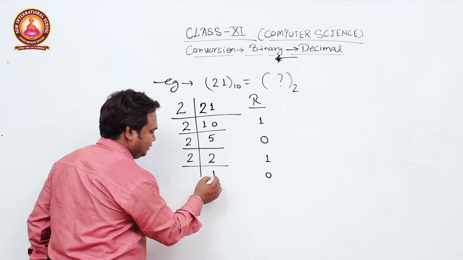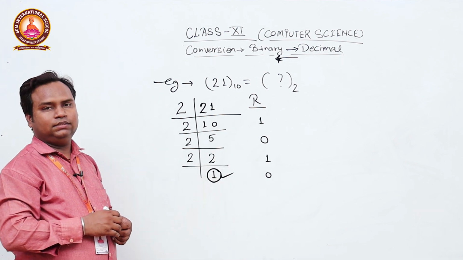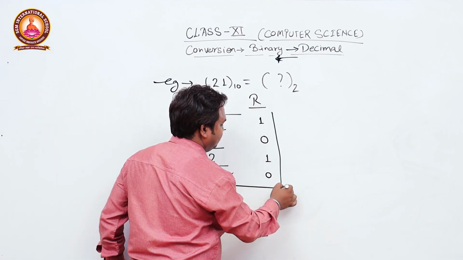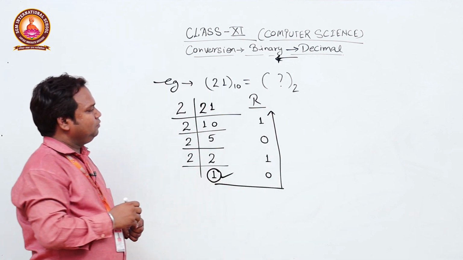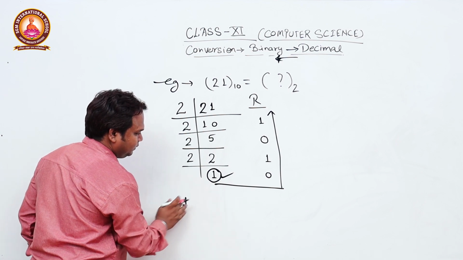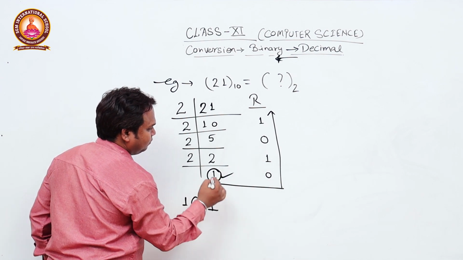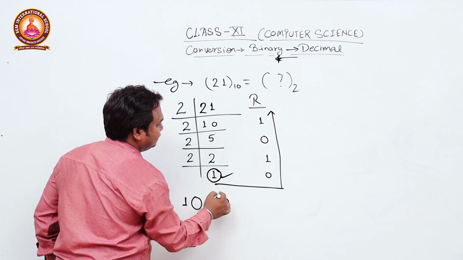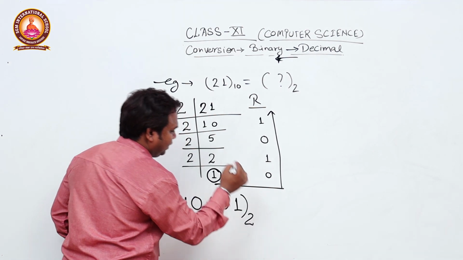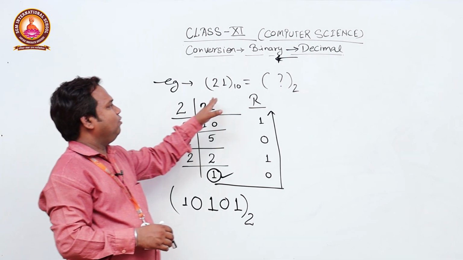Now we have to write this one. We will get 1. Now we will start from bottom to top. You have to write down: 1, next one is 0, next one is 1, next one is 0, and next one is 1. This is the binary number that is converted from decimal to binary.